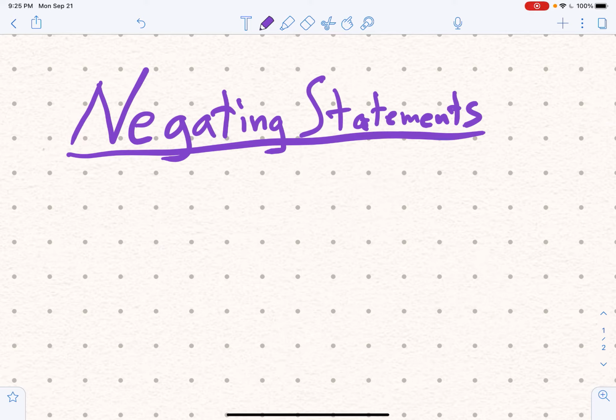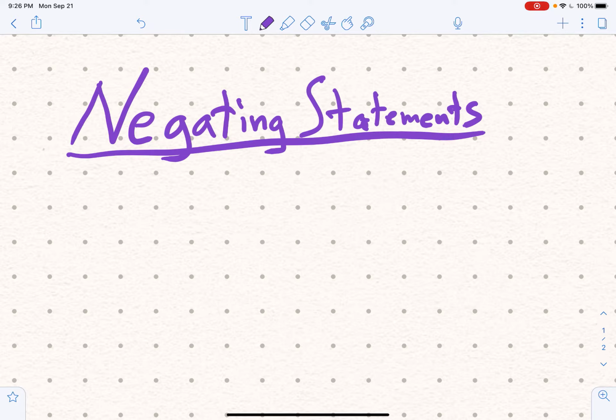Hi, everybody. We're going to talk about the final topic in our Chapter 2, which is our Introduction to Logic. And this is one of those topics that's going to be super important when we start getting into proofs. And that is, how do we simplify when we negate a statement?